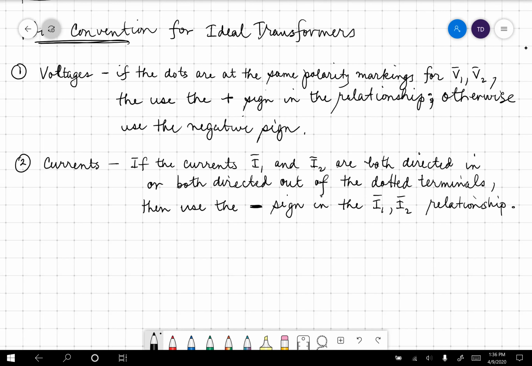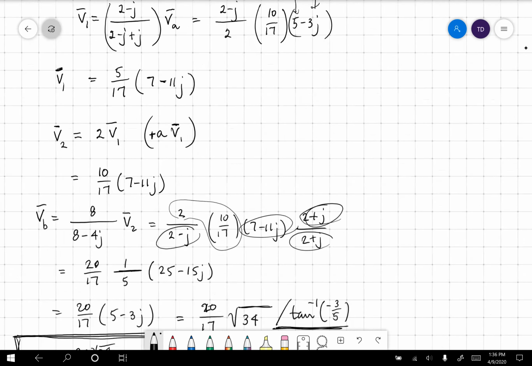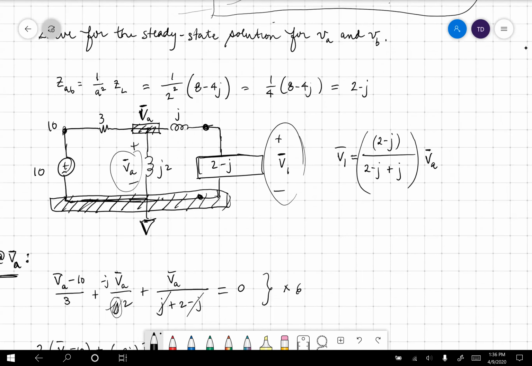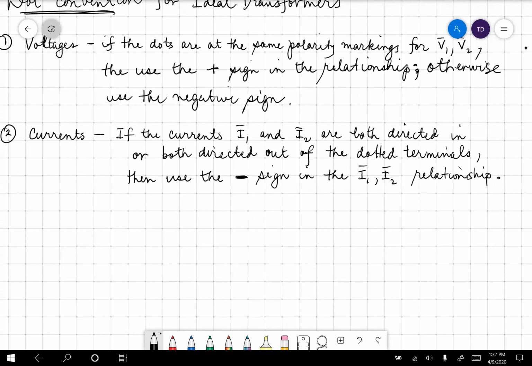So we can do the same thing. If the currents are both directed in or both directed out, watch this one up here. So I didn't show you an I2, but I2. I didn't show you an I1. I1, this is pretty typical of what you'll see. I1 goes into the dotted, I2 comes out of the dotted. So they don't go into the same, right? Here's use the negative sign. Otherwise, use the positive sign. In this particular circuit, given I1 and I2, we would have used a positive sign.